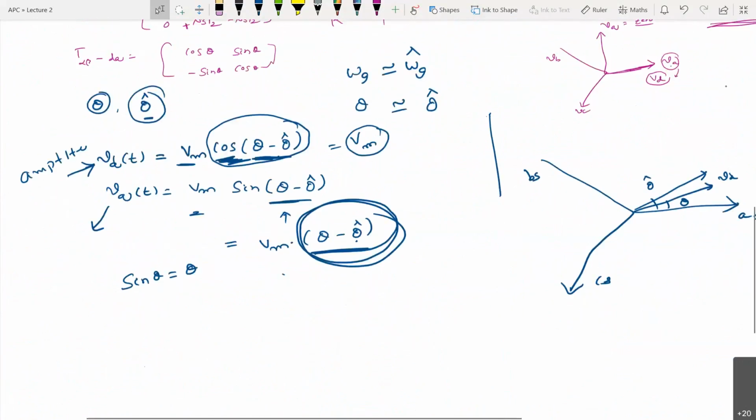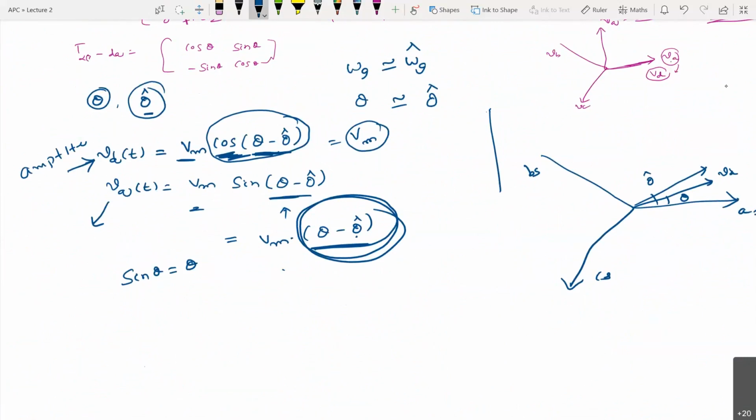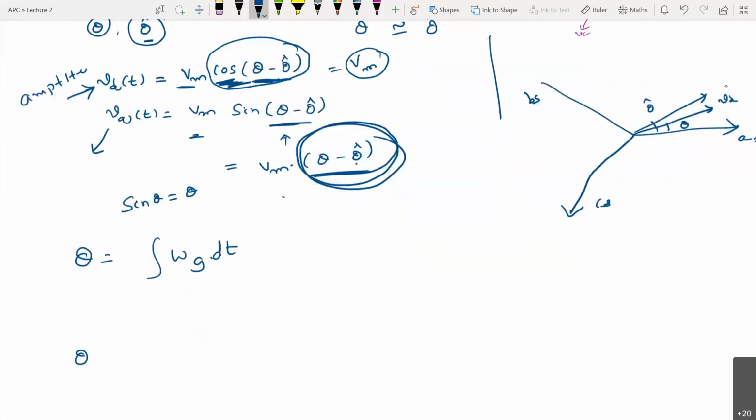Okay, so this can be written as, for example, if you want this theta, the grid phase angle, this is omega g dt. Agree? This is the grid one. Similarly, we have this theta dash, so this is omega dash. This is for the grid, and this is for the PLL output, or the value estimated by the PLL. Is that clear? Agree? So we can write it like this.